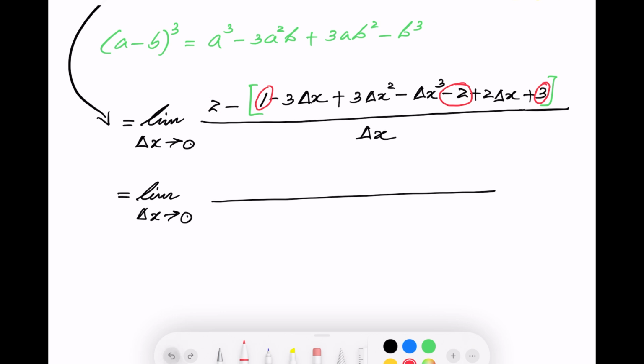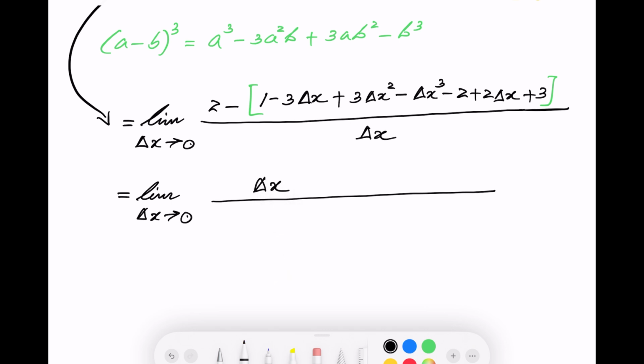And then I can look at the other terms. If I look at the first order delta x terms, I have negative 3 delta x right here, and I have positive 2 delta x right here. Those two will simplify to become negative delta x inside brackets, and then I have to distribute this negative symbol. Then it becomes a positive delta x term on the numerator.